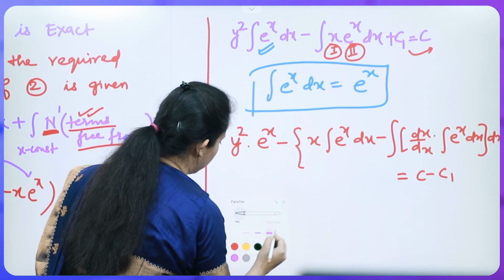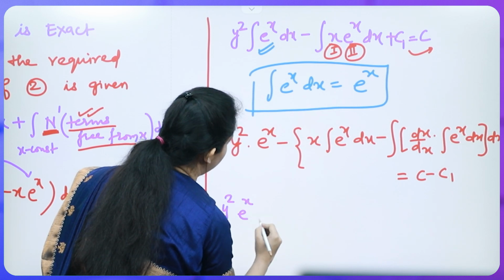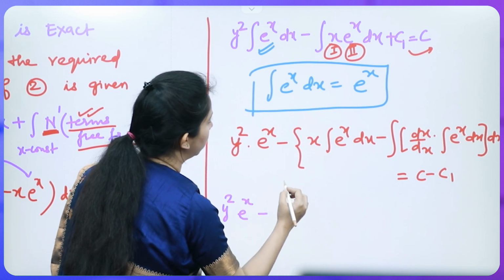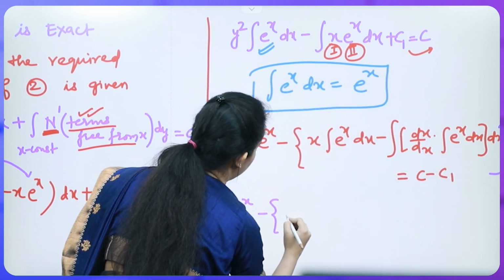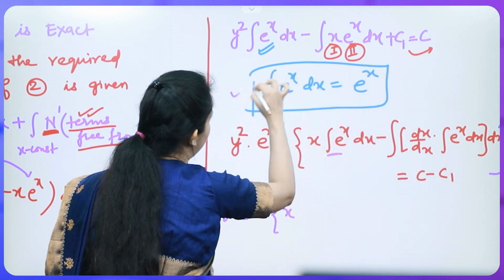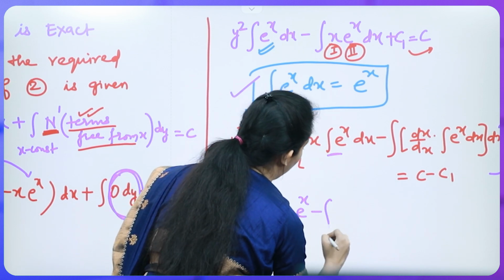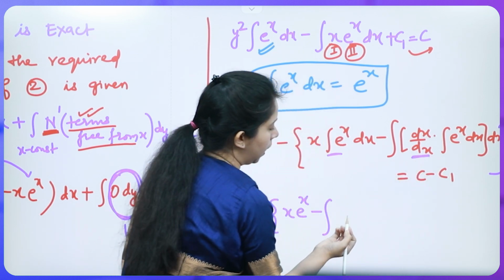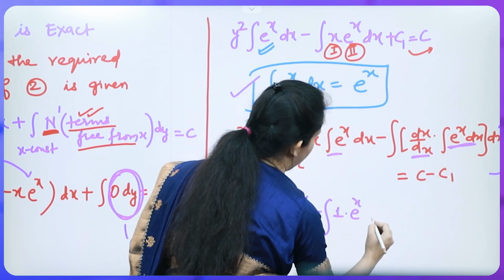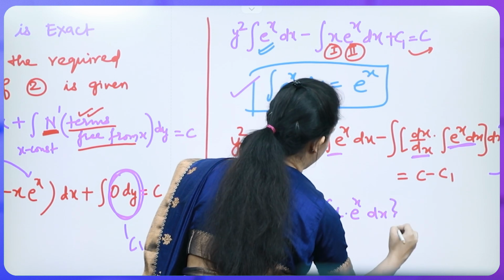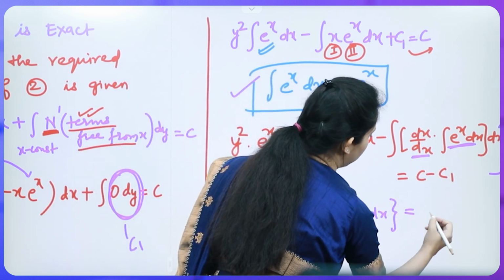So, difference of two constants can be replaced with a constant again. So, we have y square e raised to the power x minus, we have a curly bracket over here. So, this is our curly bracket also. So, we have a curly bracket x, integration of e raised to the power x by this formula will be e raised to the power x minus, we have whole integration, differentiation of x with respect to x is 1, and integration of e raised to the power x is again e raised to the power x multiplied by dx, curly bracket is closed.